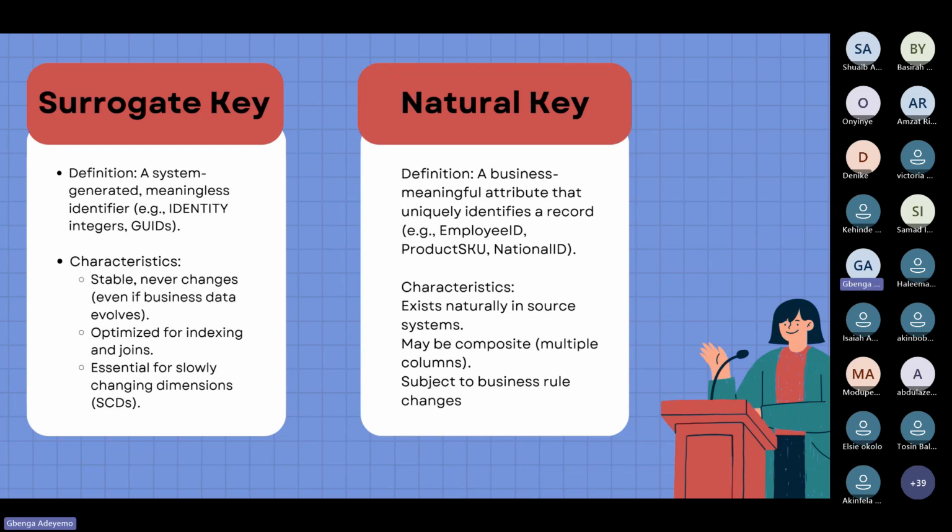So type 0 is fixed. Type 1 is overwrite. So today I was not married. I'm single. I married, I changed my name. They will overwrite the previous name and put the new name based on the husband's surname now. That's overwrite. Type 2 is adding a new row. New record. So the old record will still be there.